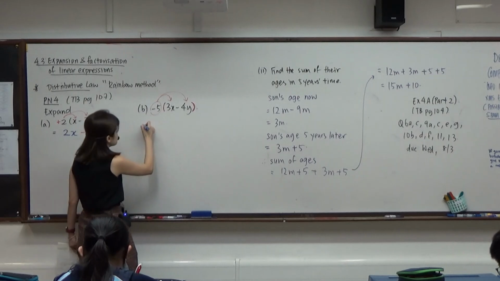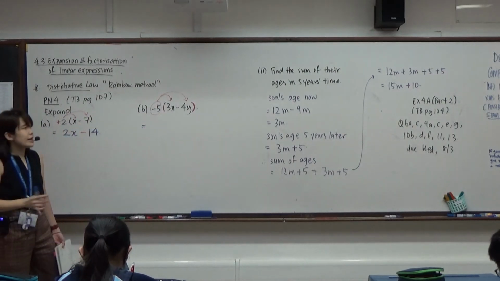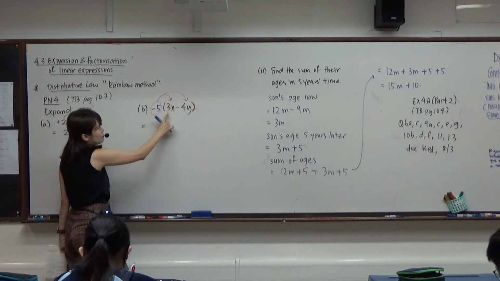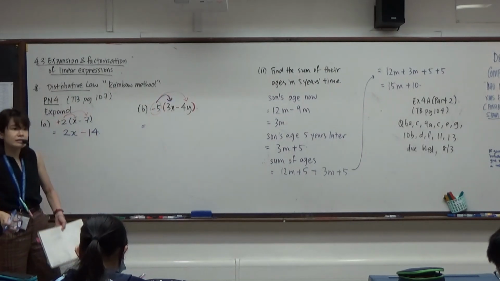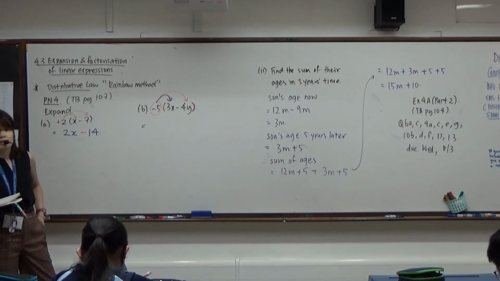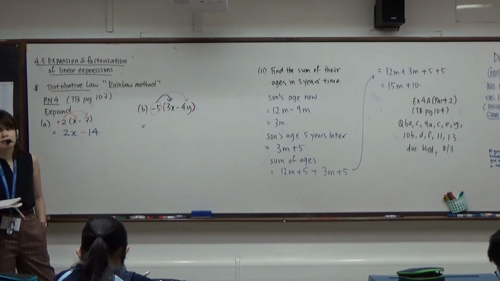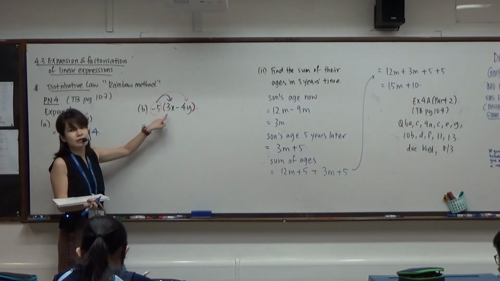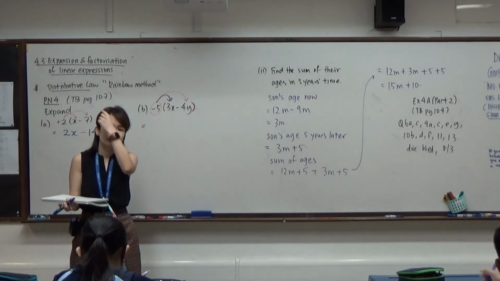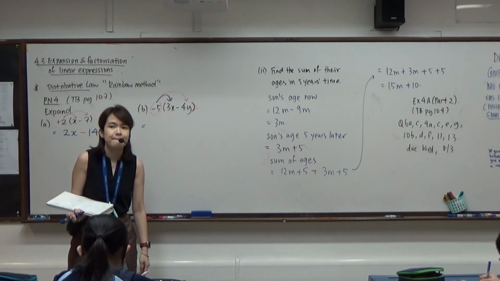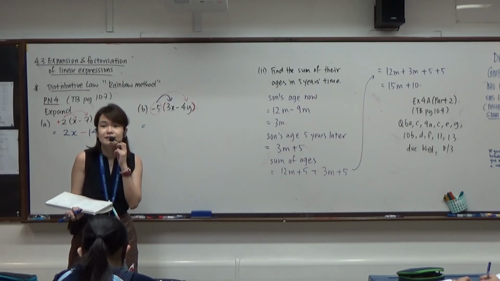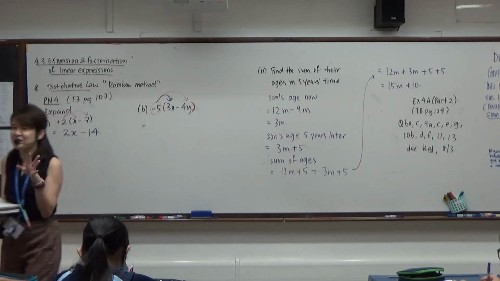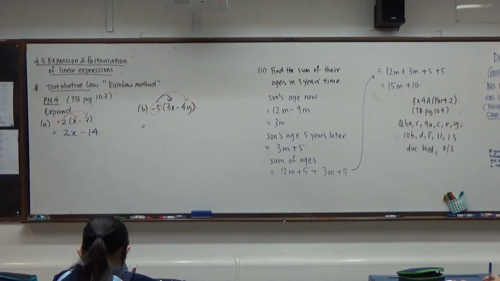So negative 5 multiplying with 3x, what we will be getting is what? Alyssa, what do you think? Negative 5 multiplied by 3x. What do you think? Sorry, I can't hear you. I really can't hear you. Can you shout it out?